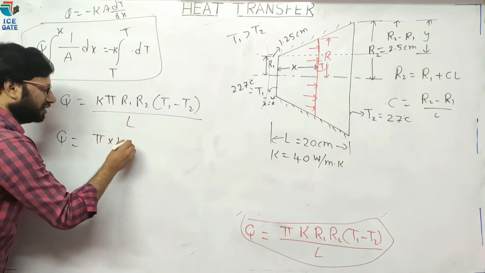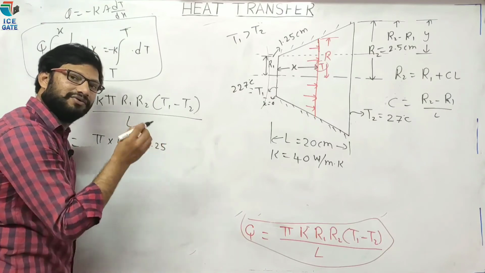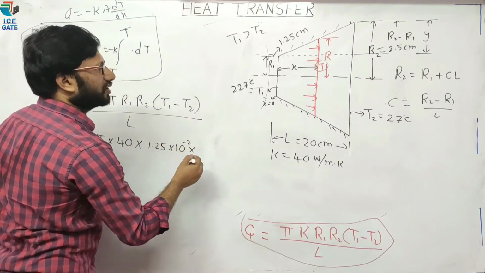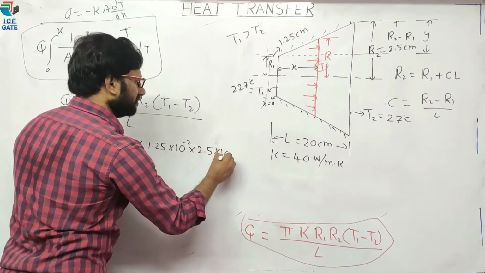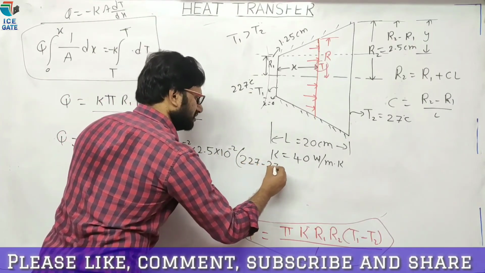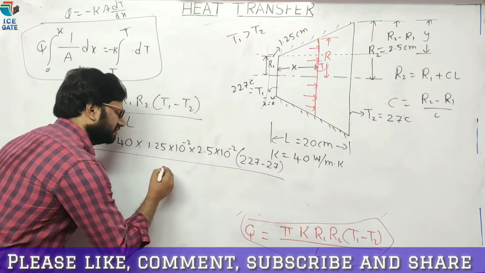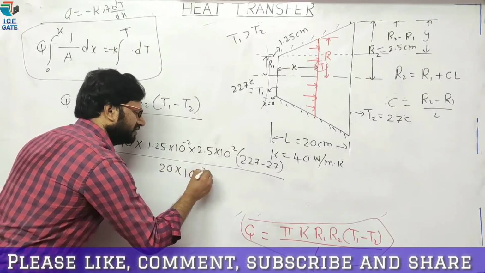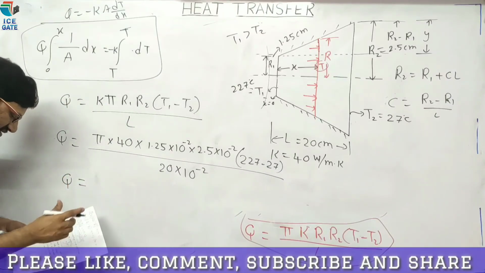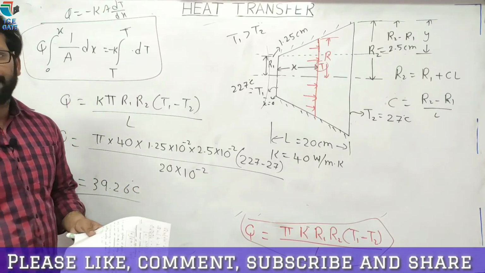Now substitute all the given data. Pi, K is 40 watt per meter Kelvin. What is R1? 1.25, please convert into meter, into 10 to the power of minus 2, into R2 is 2.5 into 10 to the power of minus 2, into 227 minus 27 degree centigrade, divided by the length of the cylinder, that is 20 into 10 to the power of minus 2. Therefore, the heat transfer through this conical cylinder is 39.26. Hope you understood this question.